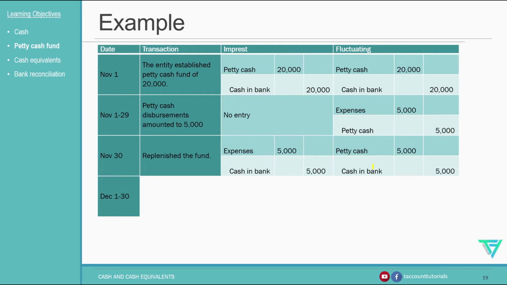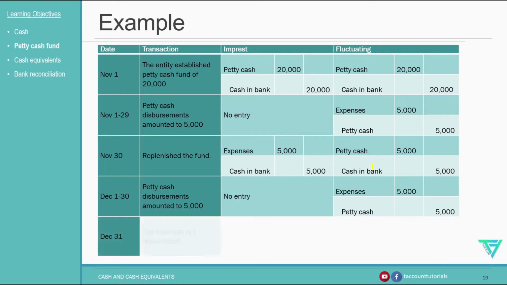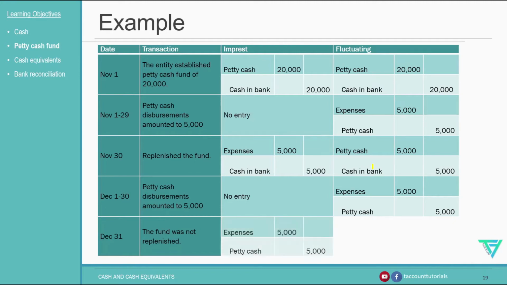During December 1 to 30, there were again petty cash disbursements amounting to 5,000. For imprest system, there will be no entry. For fluctuating, expenses are recorded as incurred, so debit expenses, credit petty cash, 5,000. Assuming the fund was not replenished on December 31, the entry for imprest system is debit expenses, credit petty cash. So there is an adjusting entry required to update the balance of the petty cash. And for fluctuating, since expenses are recorded as incurred, there will be no entry.